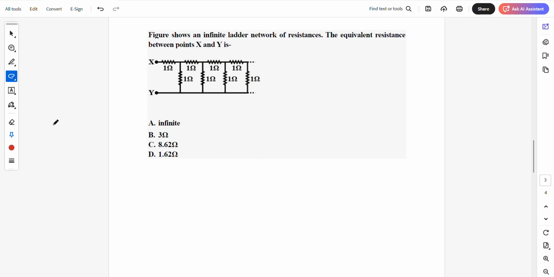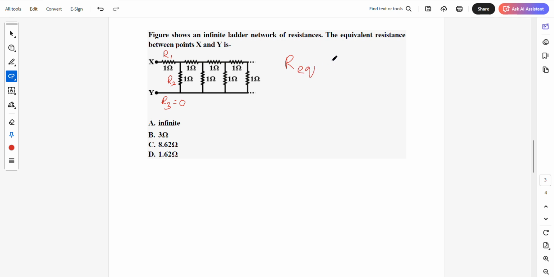Again, what is it saying? It is saying that we have to calculate the equivalent resistance. R1 is 1 ohm, R2 is 1 ohm, R3 is how much? R3 is 0. Okay, I told you, always R equivalent.